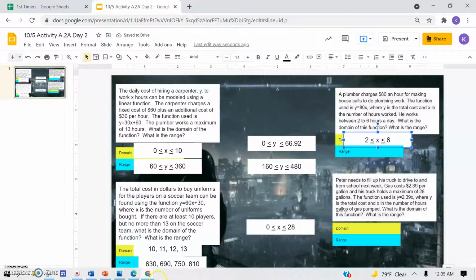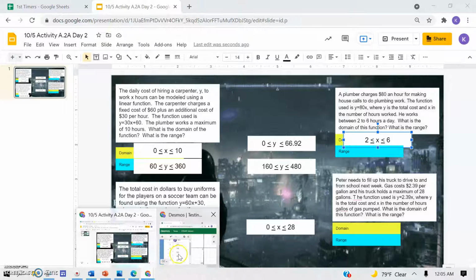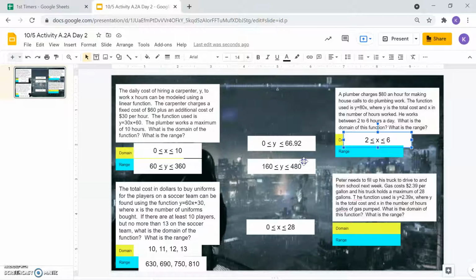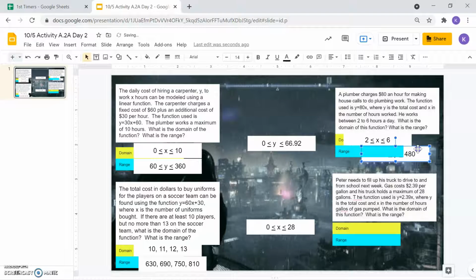It says, what is the range? So again, we go back to our table. The range is what he earns. So he can earn from $160 all the way to $480. So it's right here. And how come we can have it with those symbols? Because if he works 2.5 hours, he's going to get a little bit more than 160. So he can still charge for 2.5 hours.